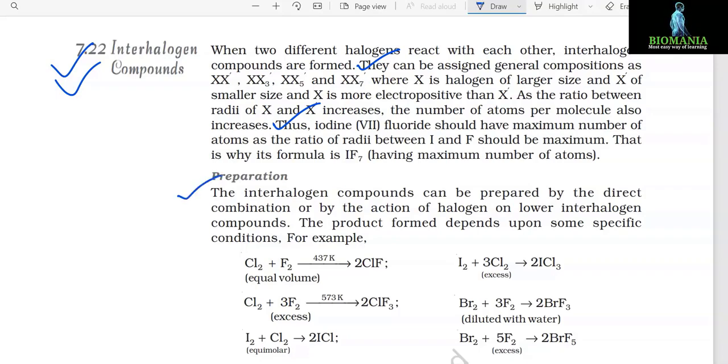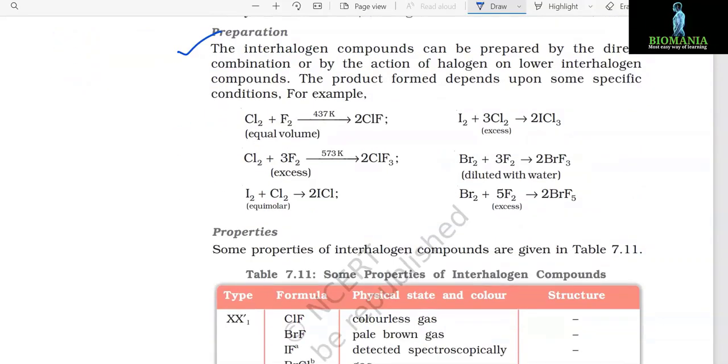Preparation. The interhalogen compounds can be prepared directly by combination or by the action of halogen on lower interhalogen compounds. The product formed depends upon specific conditions. For example, Cl2 + F2 at 437 Kelvin gives 2ClF. Cl2 + 3F2 at 573 Kelvin gives 2ClF3, and I2 + Cl2 gives 2ICl. I2 + 3Cl2, that is excess of Cl2, gives 2ICl3. Br2 + 3F2 gives 2BrF3, and Br2 + 5F2, in excess of F2, gives 2BrF5.